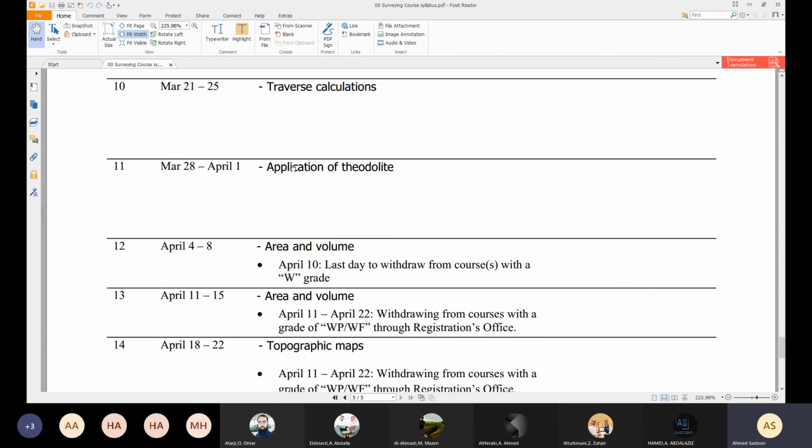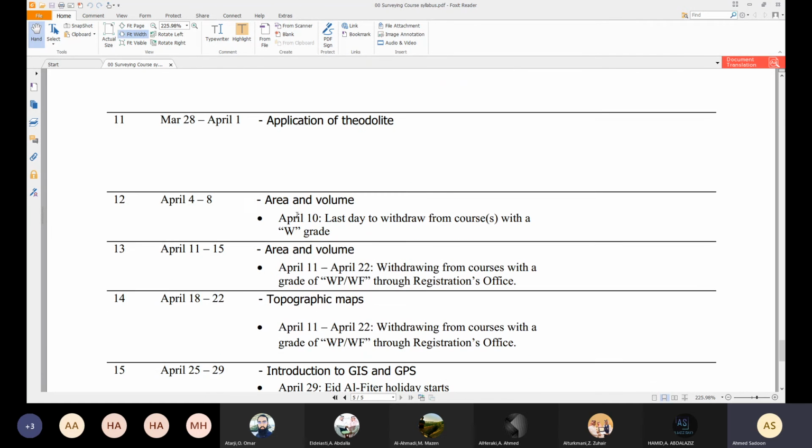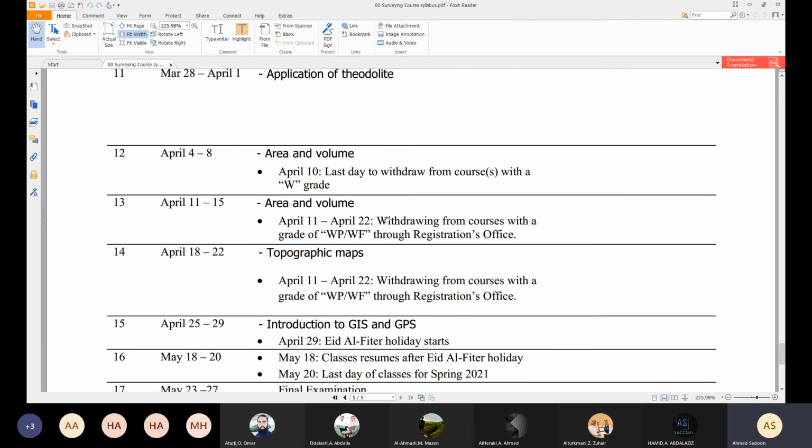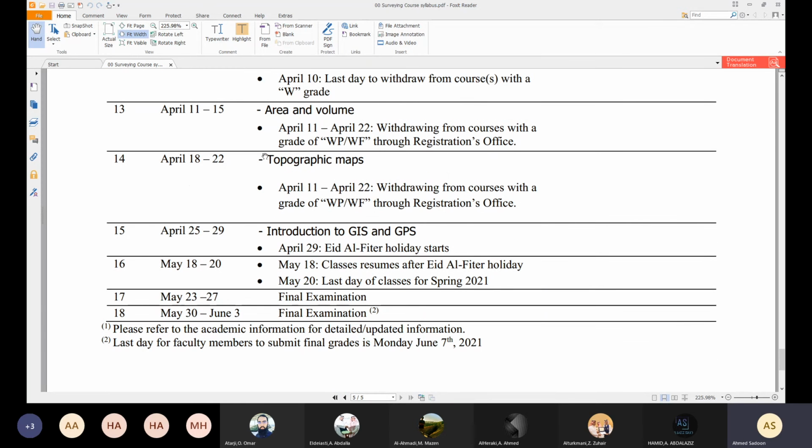Also, we are going to have an application on the theodolite. A theodolite is a surveying device through which we are going to measure the vertical and the horizontal angles. In the 12th week, we are going to learn about area and volume. In the 13th week, we are going to continue studying area and volume. Then in the 14th week, we are going to learn about the topographic map, how to read topographic maps. Topographic maps are important because we'll be able to know the elevation of a certain area or a certain site.